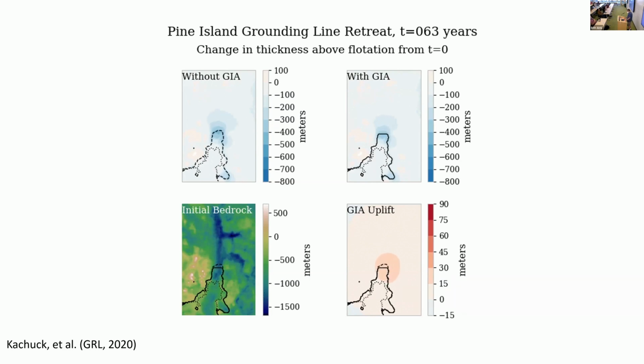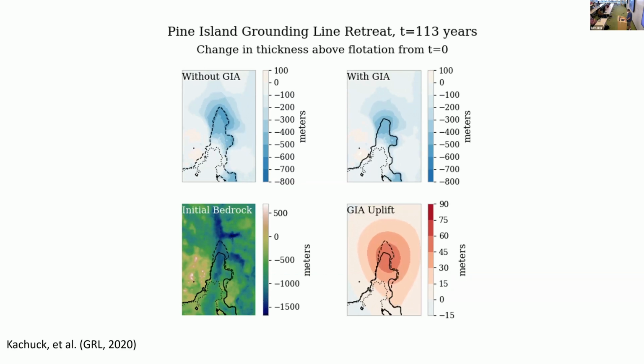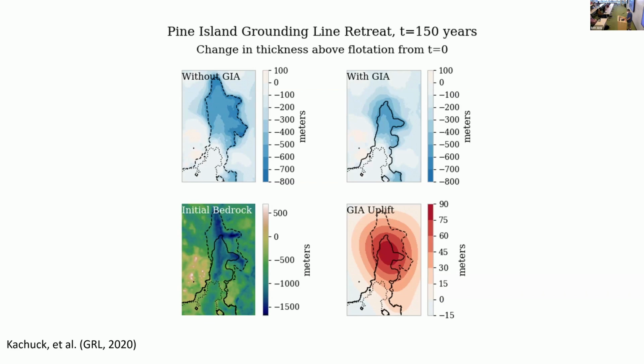So you can see that as the grounding line retreats, you get this pronounced 30 to 50 meter uplift. The bedrock is actually rising there. And you can see that at this point the grounding line profiles are different. It's retreating somewhat more slowly with GIA than without GIA. And the end is pretty noticeable after 150 years or so. But the end looks like that, right? So without GIA and with GIA, it's a pretty remarkable difference.